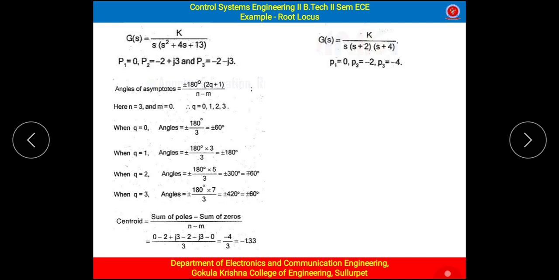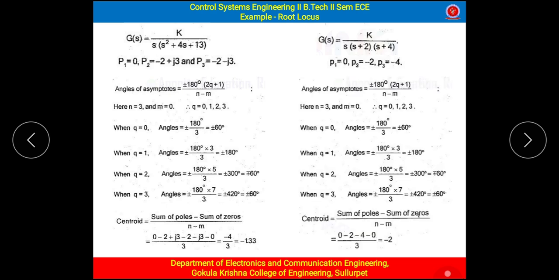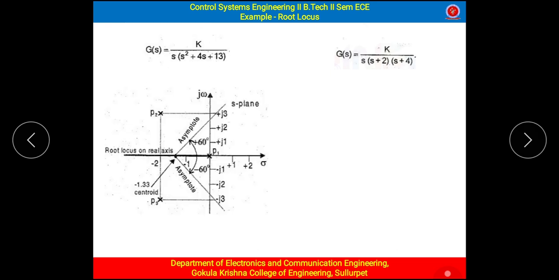Before that, in the second example, we know the poles, and here also there are 3 poles, and we will be getting the angles as well as the centroid. So the sum of poles minus the sum of zeros, here also zeros are not there, so divided by 3. So here we will be getting minus 2.